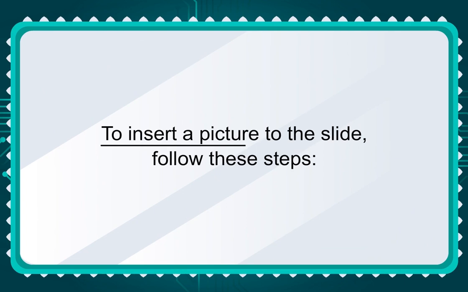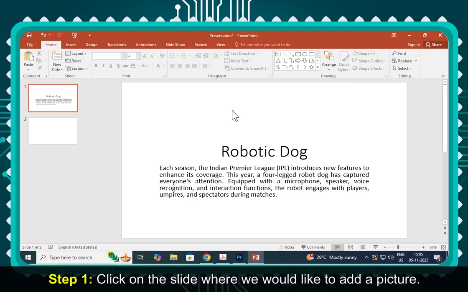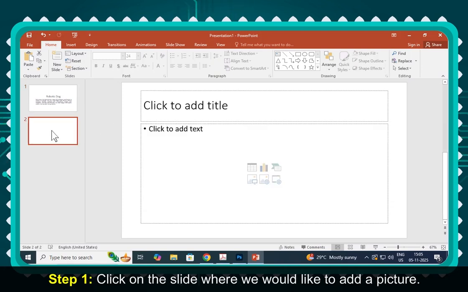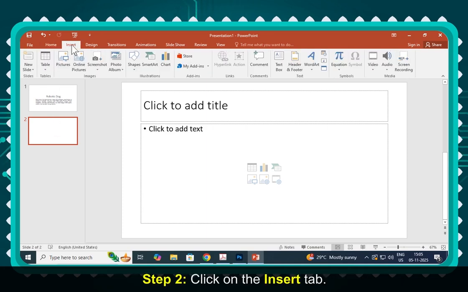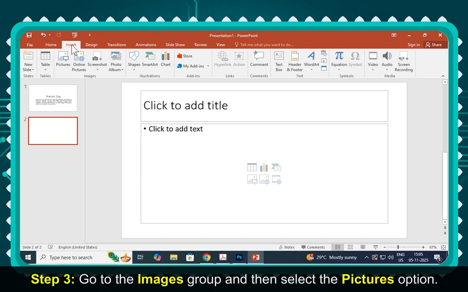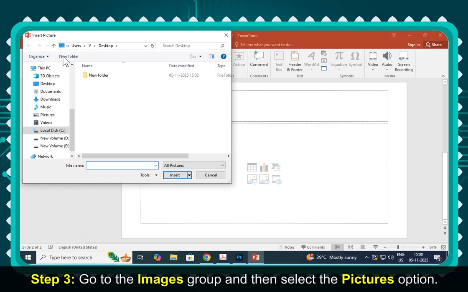Inserting a picture to the slide. To insert a picture to the slide, follow these steps. Step 1. Click on the slide where we would like to add a picture. Step 2. Click on the Insert tab. Step 3. Go to the Images group and then select the Pictures option.